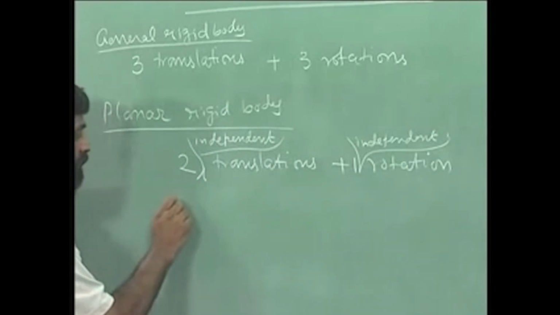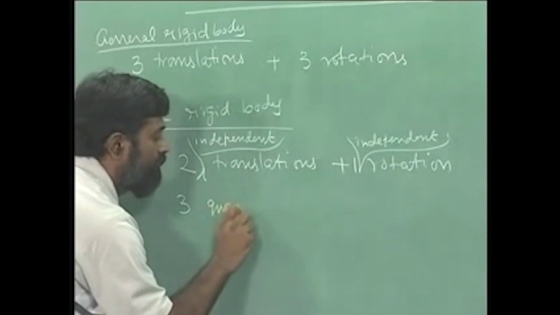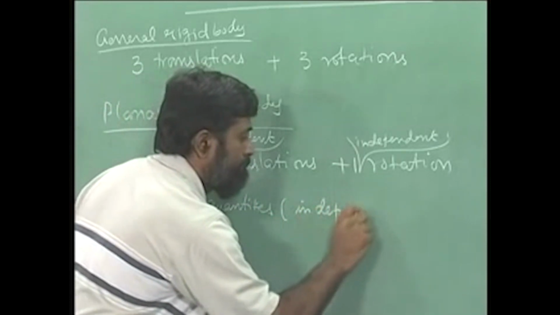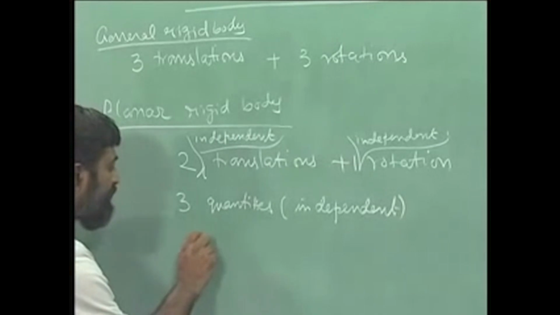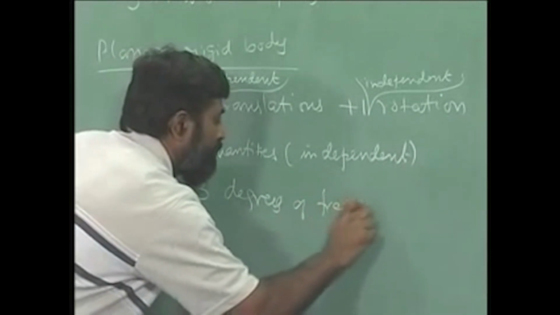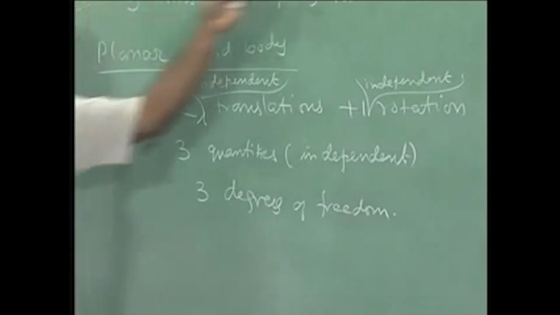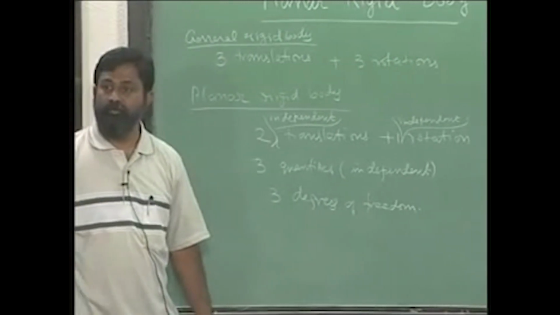So in all it is possible to have three quantities which are independent that can describe the motion of a rigid body like this. We call this 3 degrees of freedom. Are you with me? So, in general what we say is that for a planar rigid body, there are 3 degrees of freedom possible.